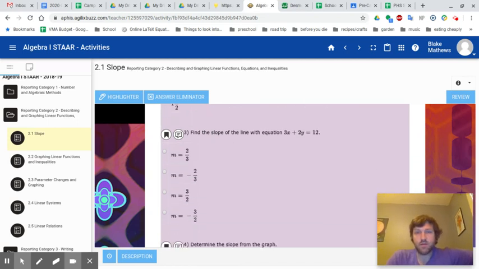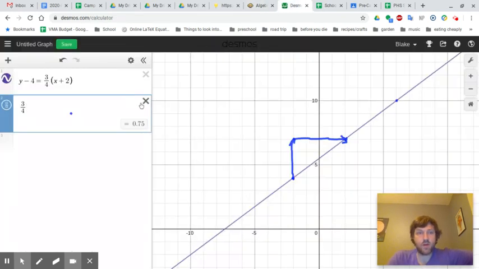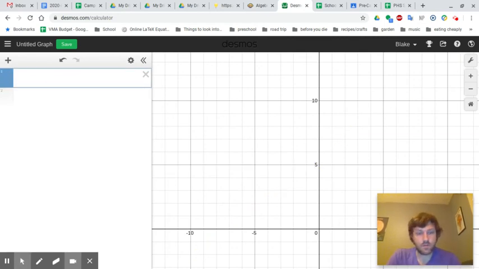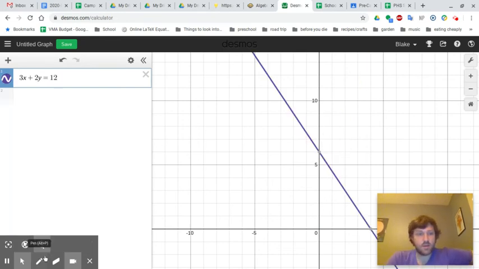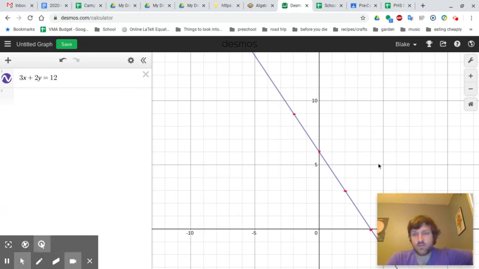So on the next one, we're going to, again, type this equation exactly as it appears. 3x plus 2y equals 12. Here we go. And here's again, there's my line. Let's go ahead and draw points. There's one here. There's one here. There's one here, and even one down here. I'm looking for those places where the line is crossing exactly at the intersection.